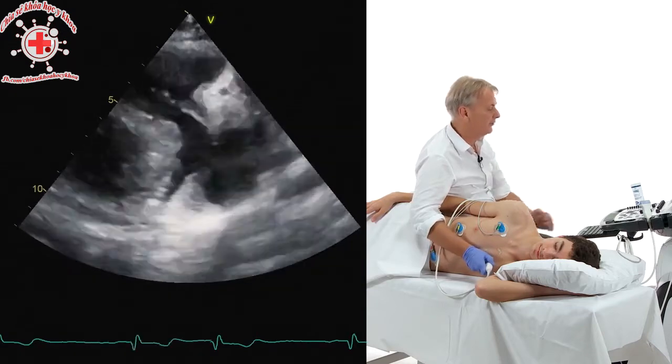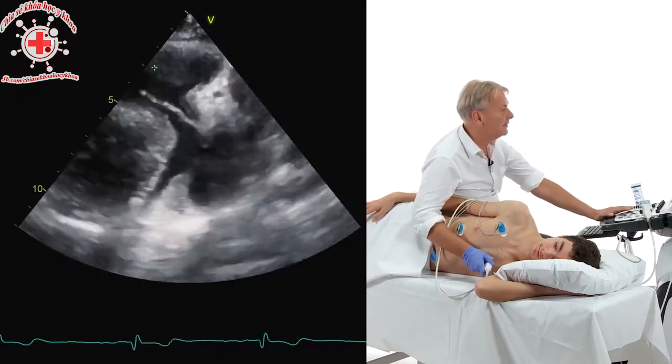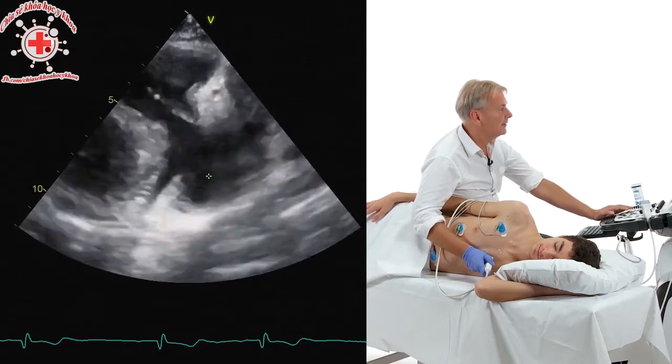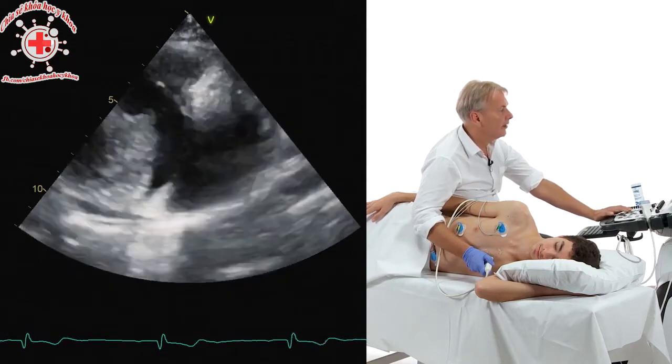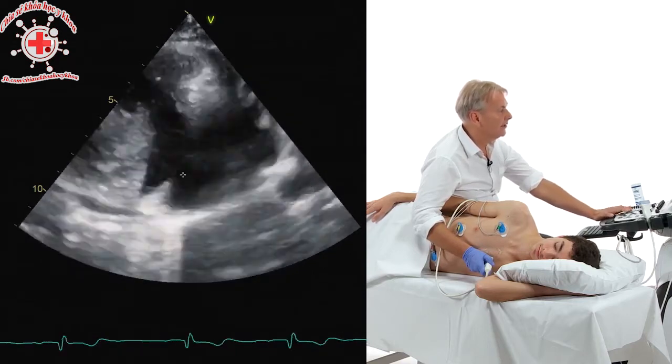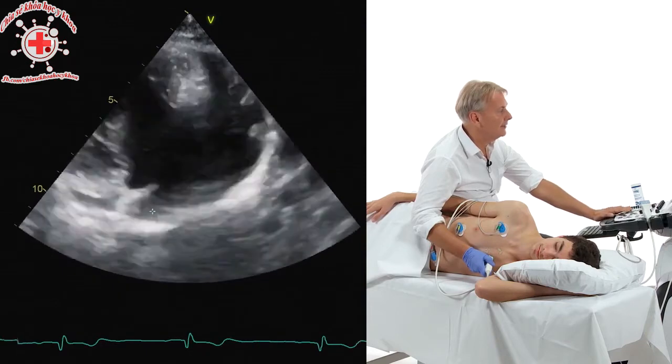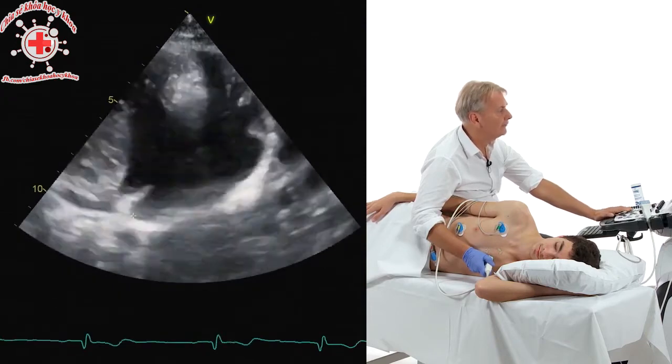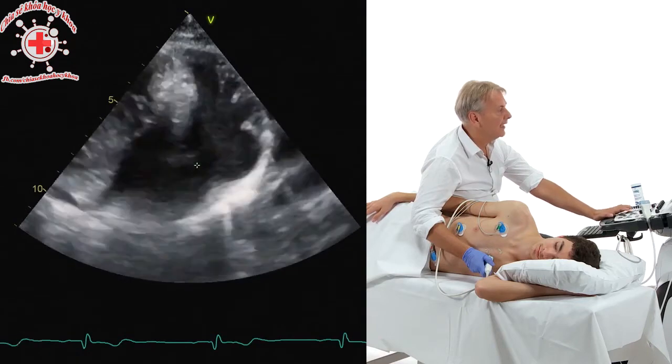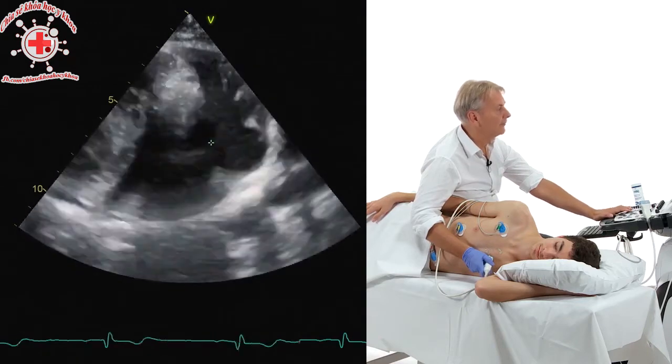What are the anatomical structures that you can identify? This is the right ventricle. This is the right atrium. The thin structure is the coronary sinus here, and this is the IVC that you can follow relatively far distal as it enters here into the right atrium.